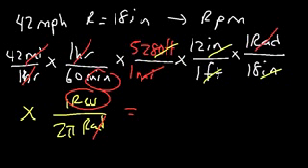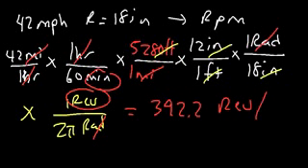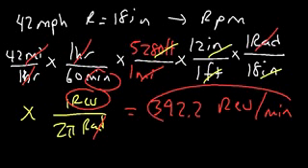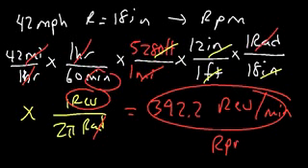So 42 divided by 60 times 5,280 times 12 divided by 18 divided by 2 pi, which I would put in parentheses, because your calculator would divide by 2 and then multiply by pi. So your answer is 392.2 revolutions per minute, or RPMs, rotations per minute.